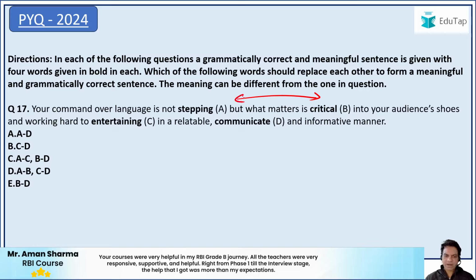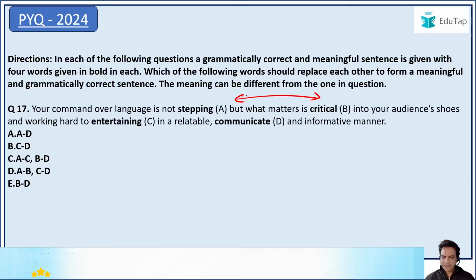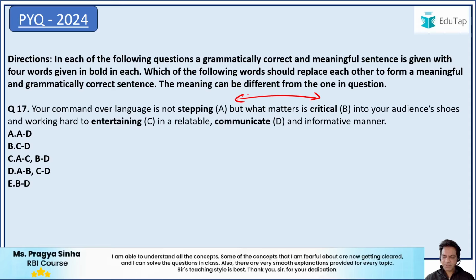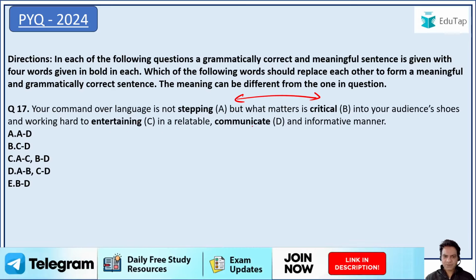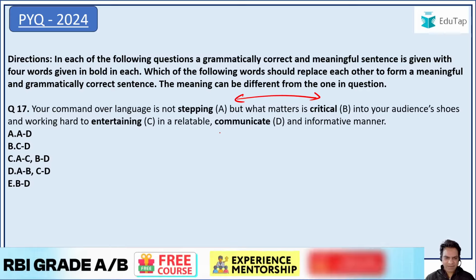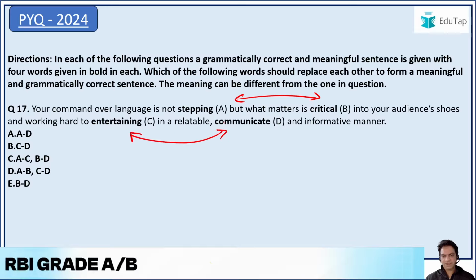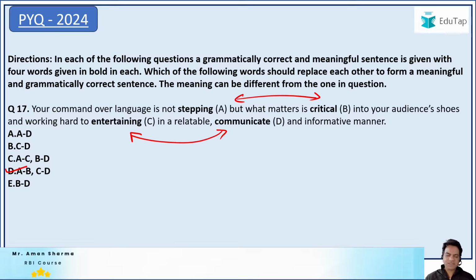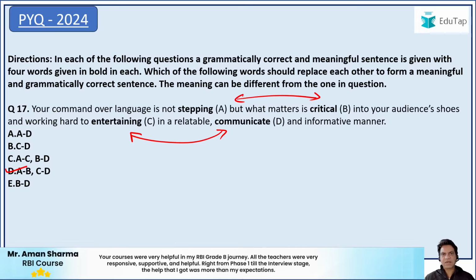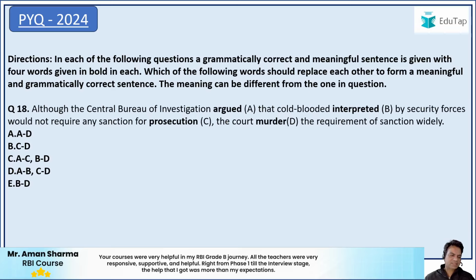So your command over language is not critical, but what matters is stepping into your audience's shoes and working hard to entertaining. We don't use to entertaining. Working hard to communicate in a relatable, entertaining, and informative manner. So A with B and C should be interchanged with D. Yes, option D is your correct answer. Once you learn how to do it, they seem easy, but you need to learn how to go about doing them. Next question, guys.